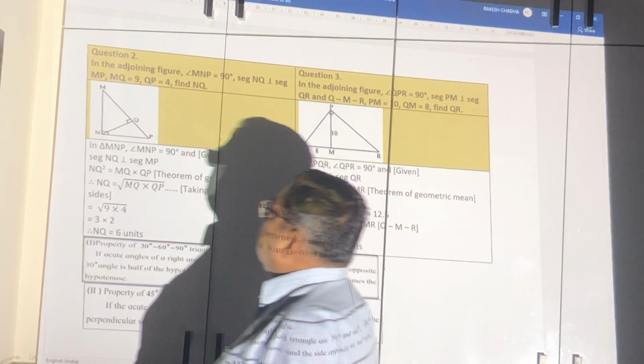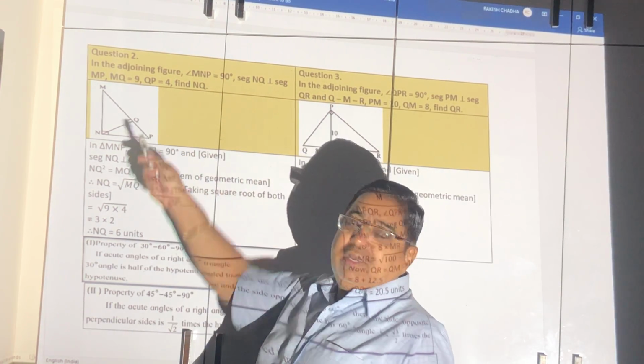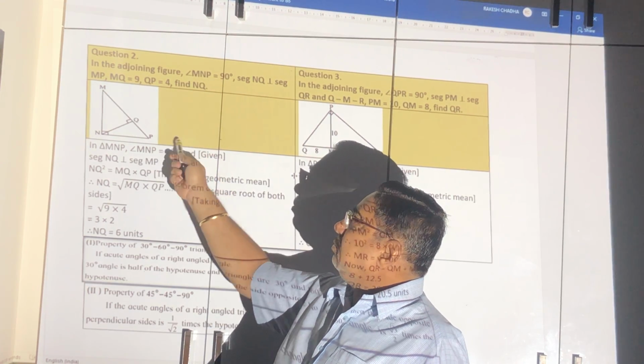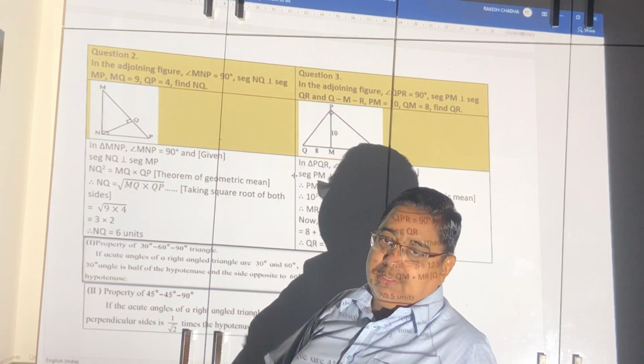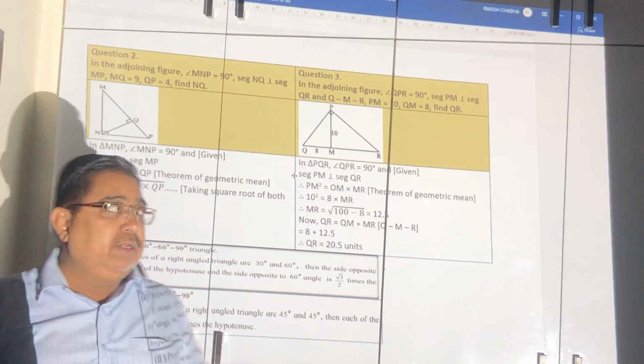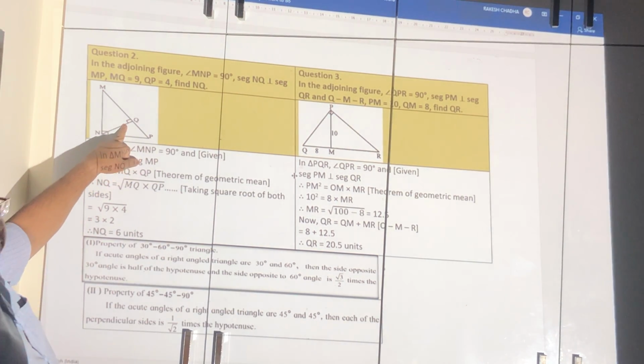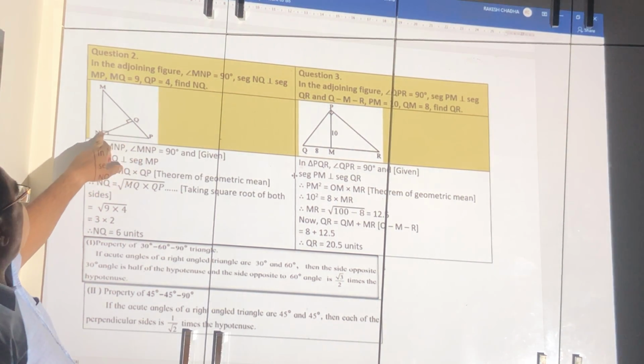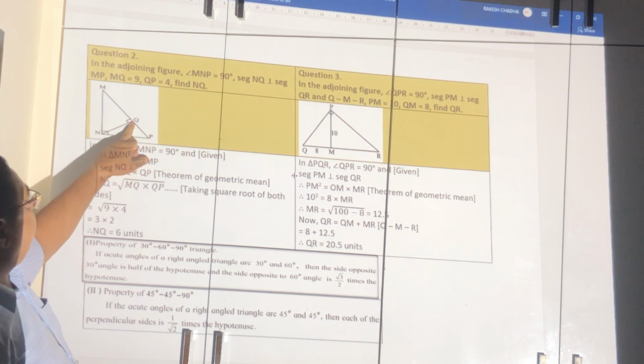In this figure, whenever I have colored, that means the figure is given. And if the box is white, totally white, that means you have to draw the figure. This is the code I have kept, so it's easy. So, the figure has been given to you. This is 90. This is perpendicular.